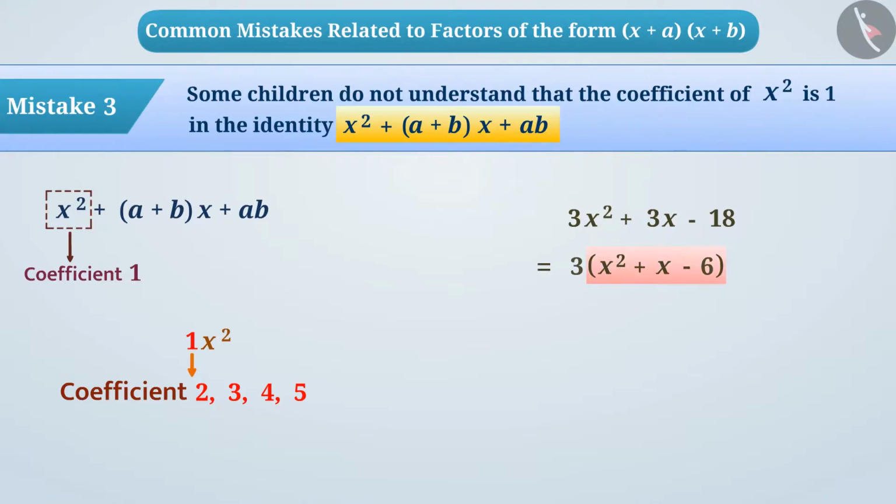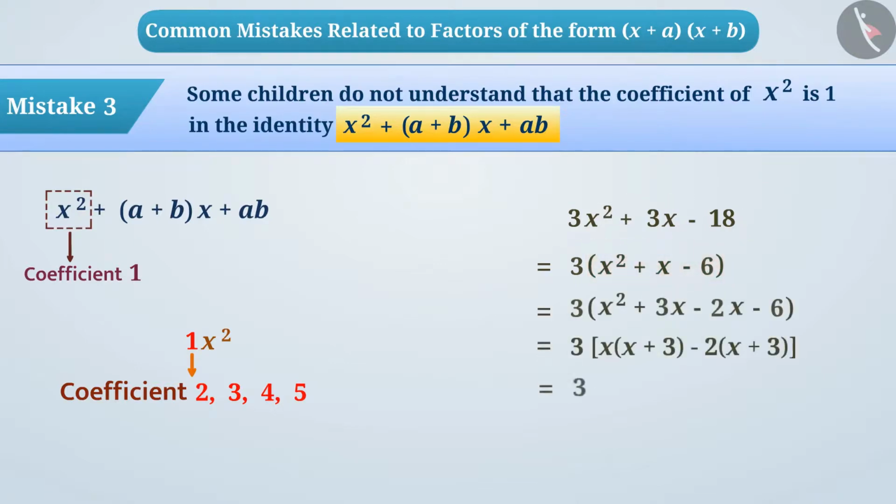For this, we will find two numbers whose product is minus 6 and sum is 1. Those numbers are minus 2 and 3. That is, the factorization of the given expression is 3 into bracket x minus 2 into bracket x plus 3.